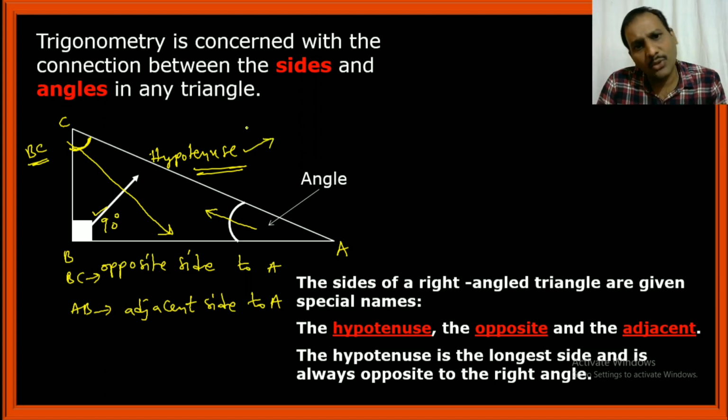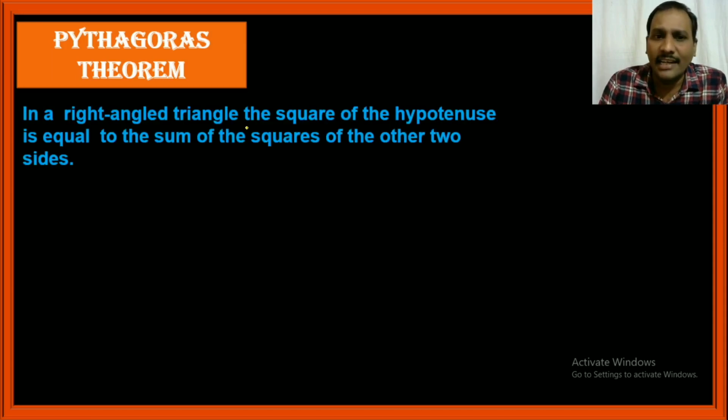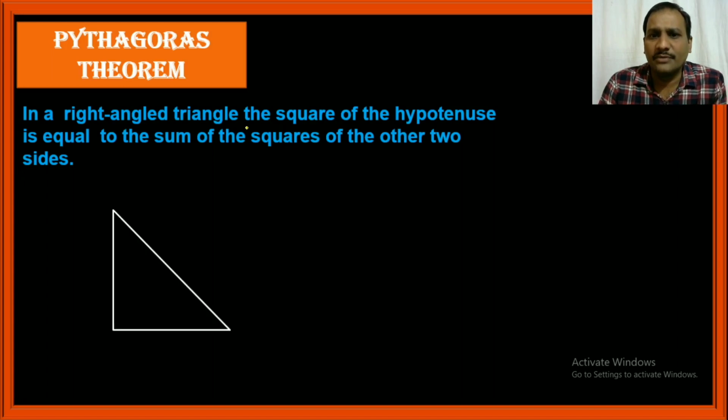Whenever you talk about the right angled triangle, one theorem strikes your mind. What is that? Yes, that is the Pythagoras theorem. What is this theorem saying? Pythagoras theorem says that in a right angled triangle, the square of the hypotenuse is equal to the sum of the squares of the other two sides.